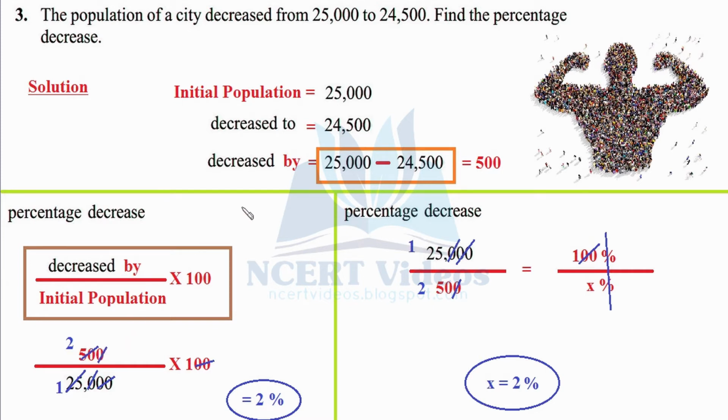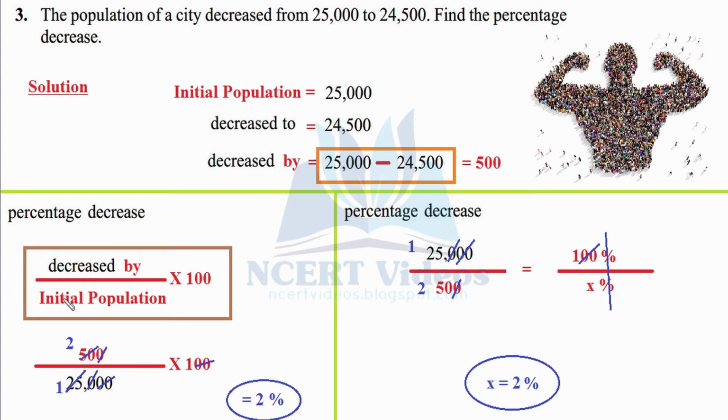Therefore, we wrote 500. Now what was the initial? Because everything is calculated on the initial value. Initially, it was 25,000. So 25,000. Never write the final value. Always use the initial value. In cost price and selling price, we also took cost price because it was the initial value. That is, you first buy, then you sell. Now, this is the fraction, and to convert a fraction into percentage, we have to multiply it with 100.